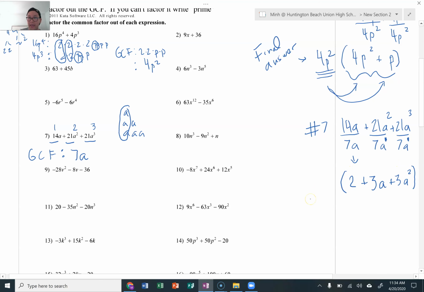and then you're going to go ahead and stick the original GCF, which was 7a. So this is going to be my final answer. Do not use the distributive property, multiply it out, and say that's your final answer. That's your original problem. Your final answer should have the GCF on the outside of the parentheses.